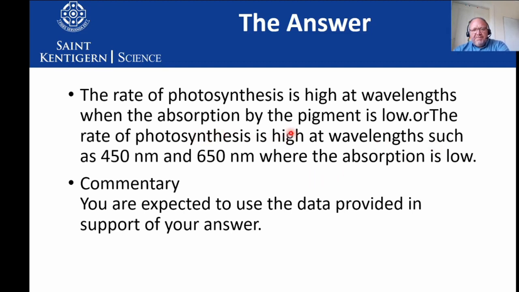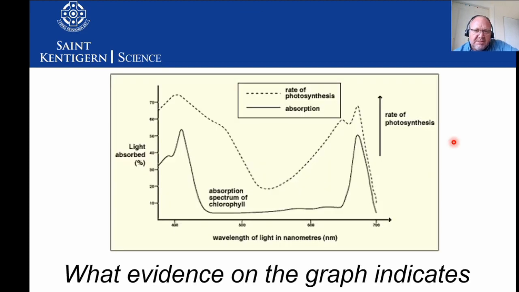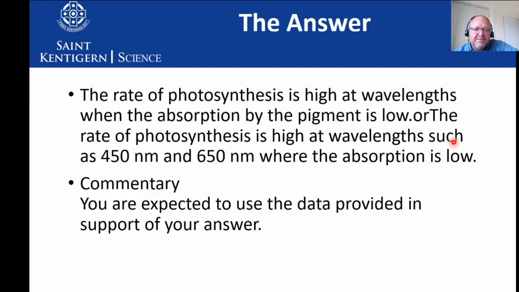The rate of photosynthesis is high at wavelengths such as 450 to 650 where the absorption is low. Again guys, I don't think this is necessary to know for our exams, but it is good to be able to interpret this graph. But you don't need to remember those names, the actual nanometers.